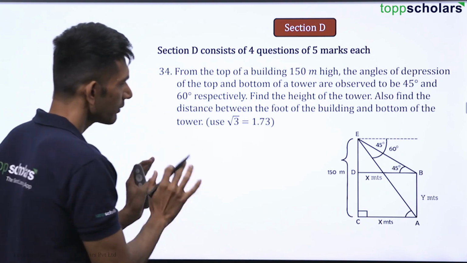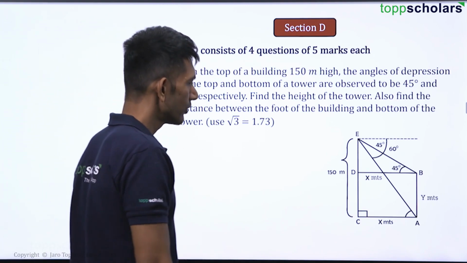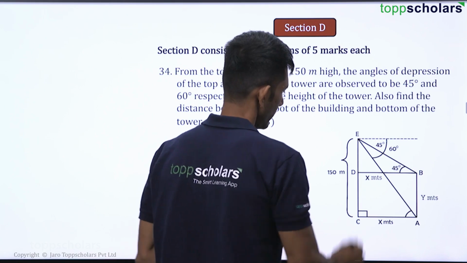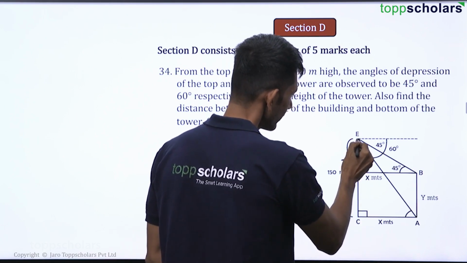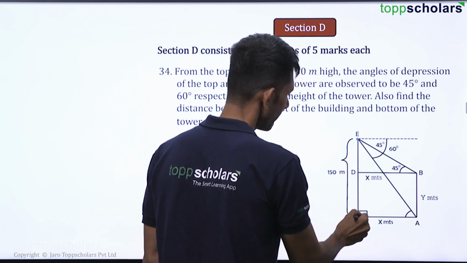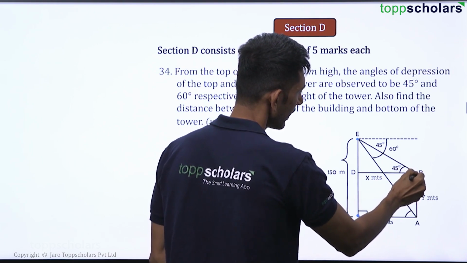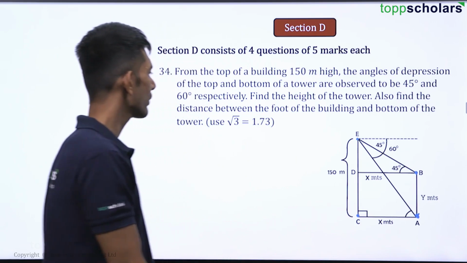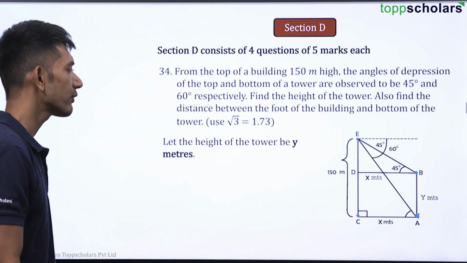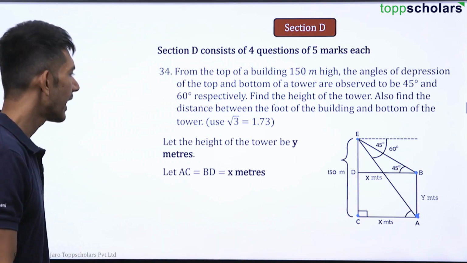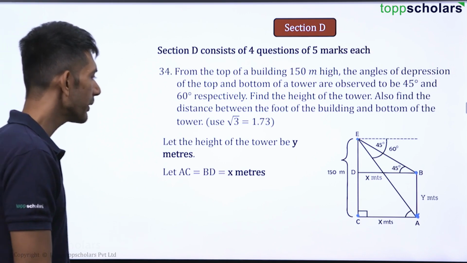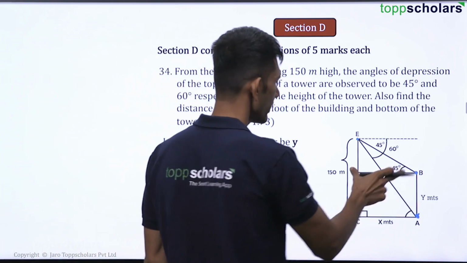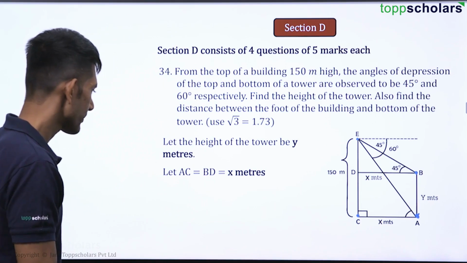Here is the figure. Okay, the figure is perfectly made. So if you see, height of the building is given. So can I say EC is the building and AB is the tower, correct? So EC is 150. So let the height of the tower be y and AC is equal to BD. AC and BD, both of them are equal, they are x meters.